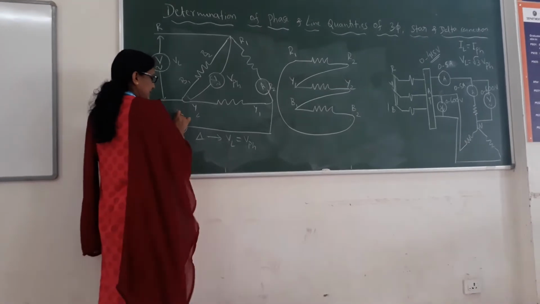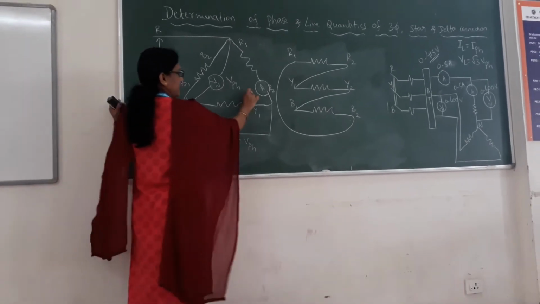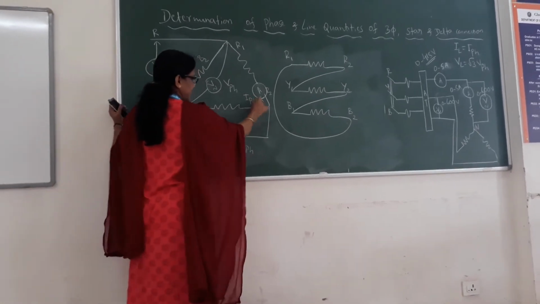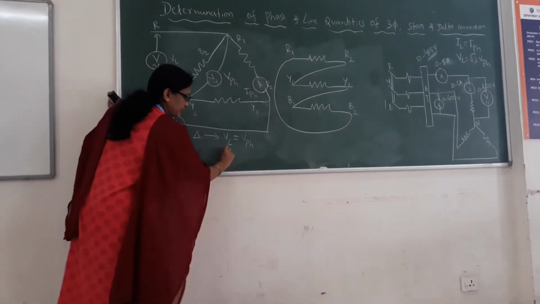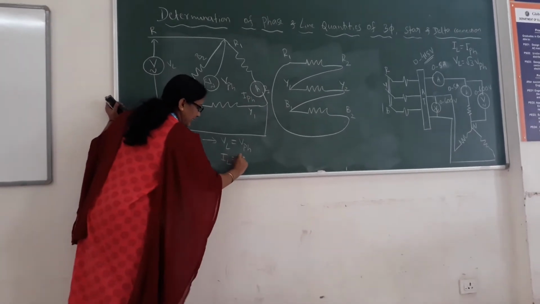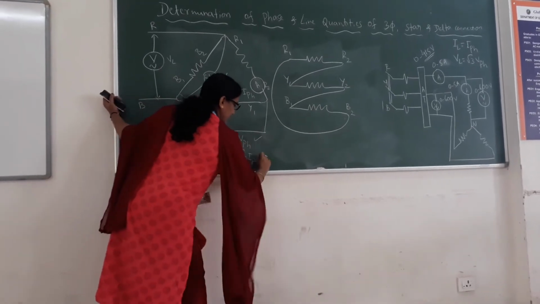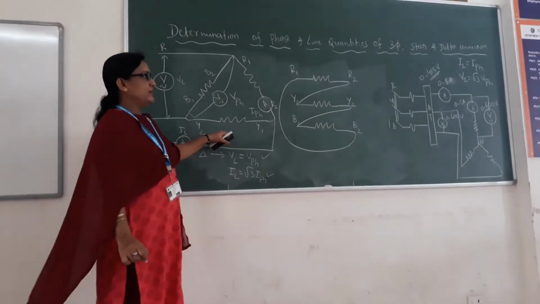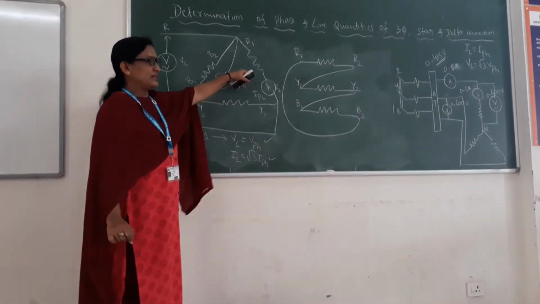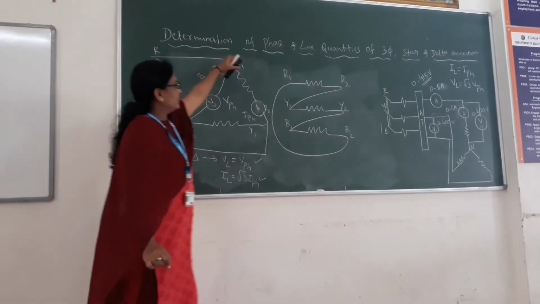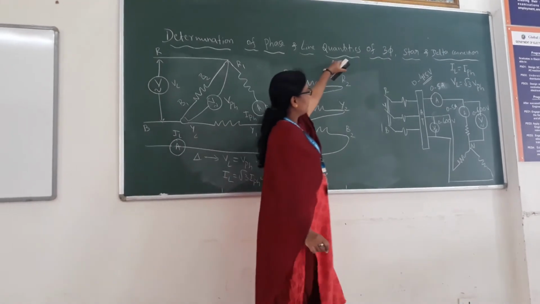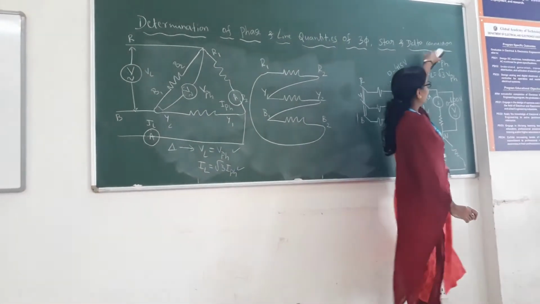Okay? So here you are going to measure IL, here you are going to measure I phase. So now what is the relationship in case of this delta? IL is equal to root 3 times I phase. These two values you are going to verify when you consider this delta connection. That is the determination of phase and line quantities of 3-phase delta connection.